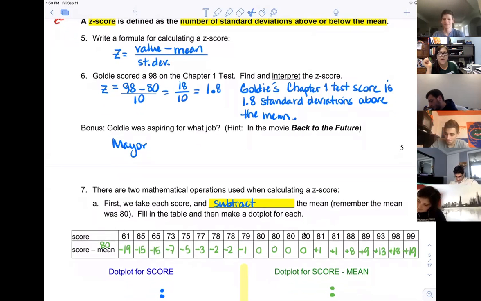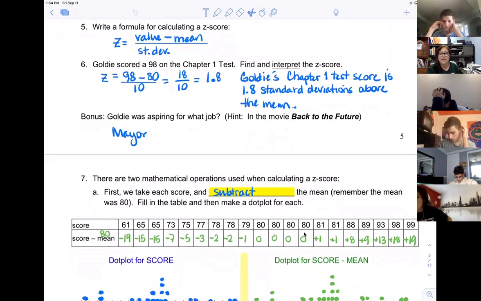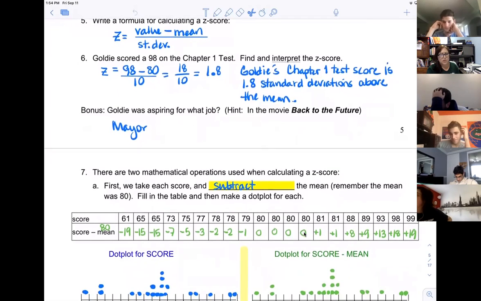All right, so the first operation, of course, is that subtraction. And you guys can do that little subtraction where you're taking each value and then minus the mean, minus 80. So you end up with some negative numbers, some zeros, and some positive numbers. This is what happens when you do subtraction. Negative, 0, or positive. Those are the only choices.